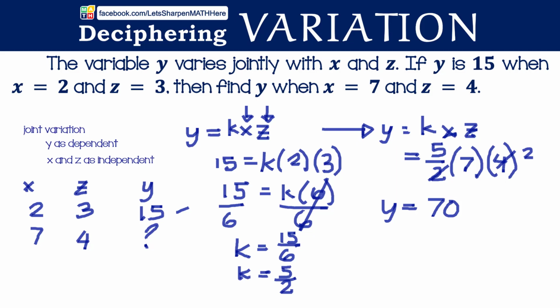So this is the result for this problem. In sentence form, you could write that y is 70 when x is 7 and z is 4. Or the value of y is 70 when x equals 7 and z equals 4. This ends the process.